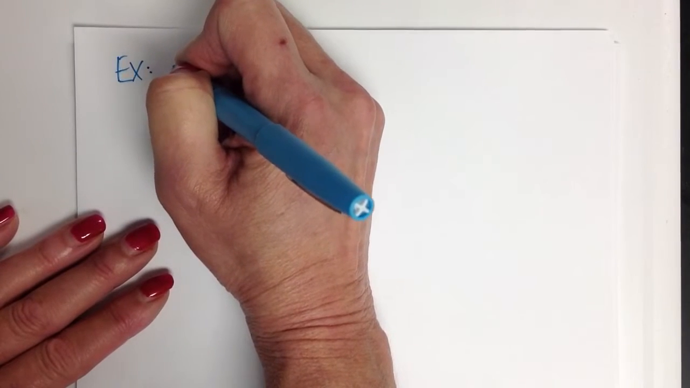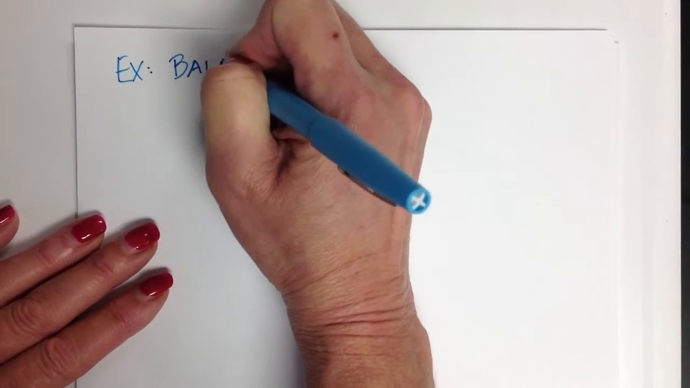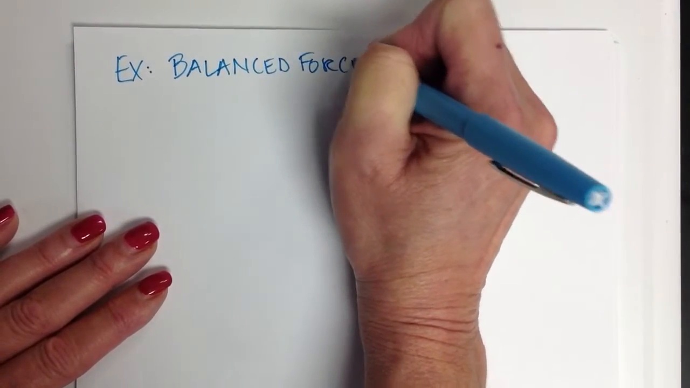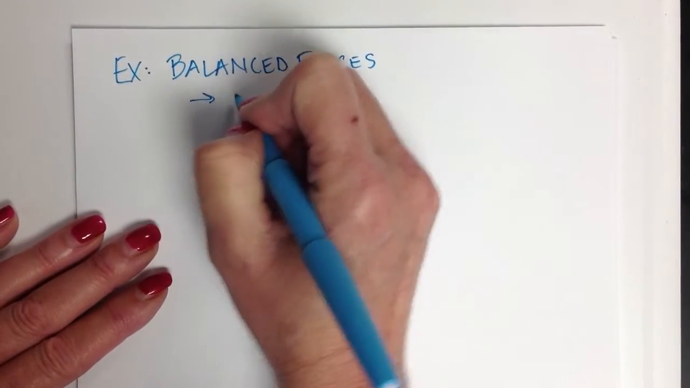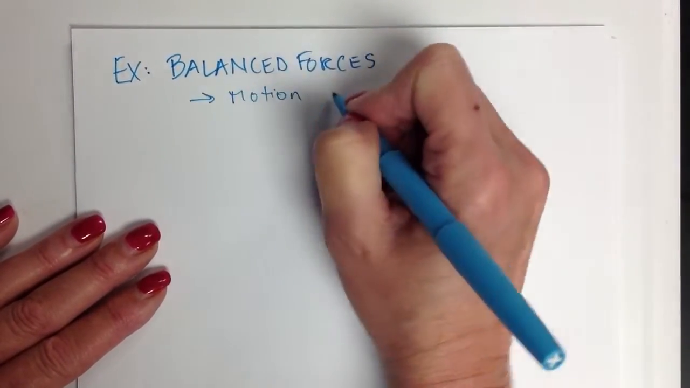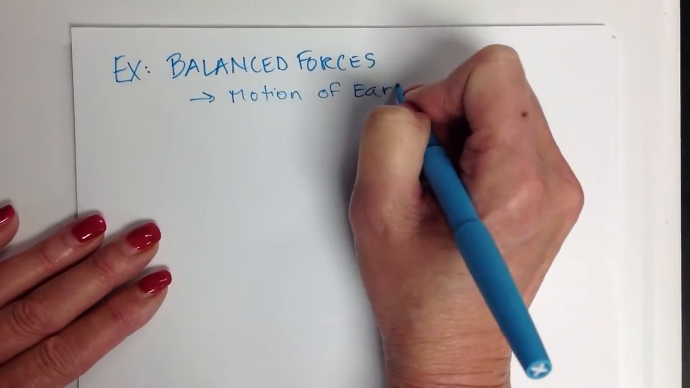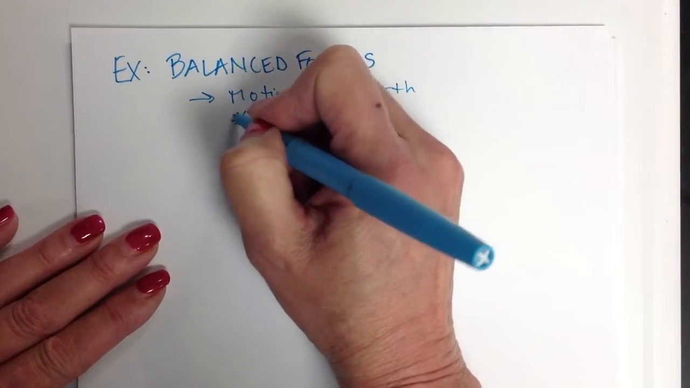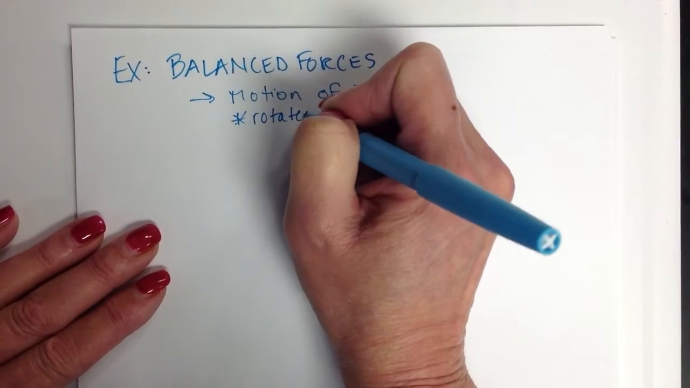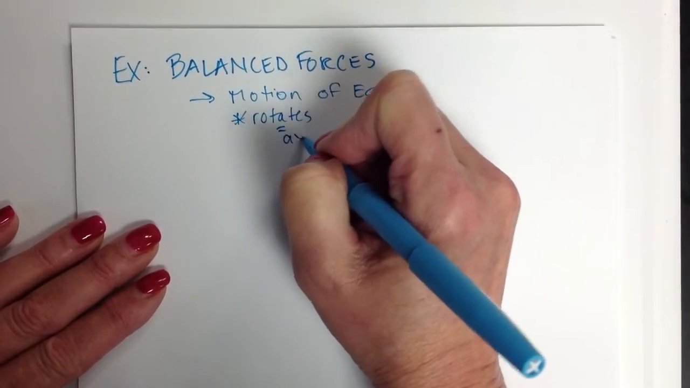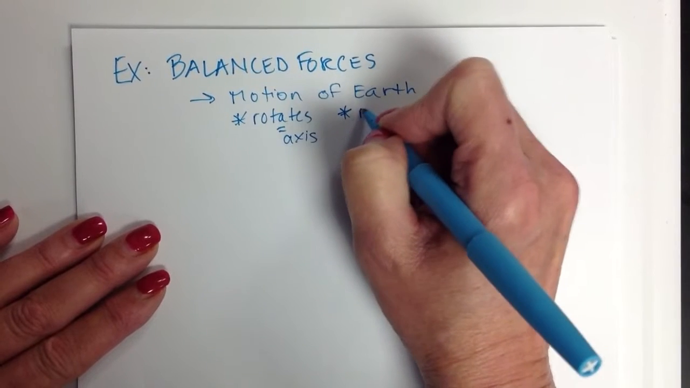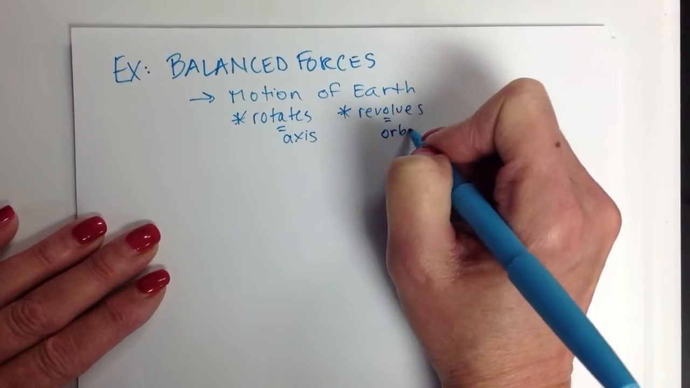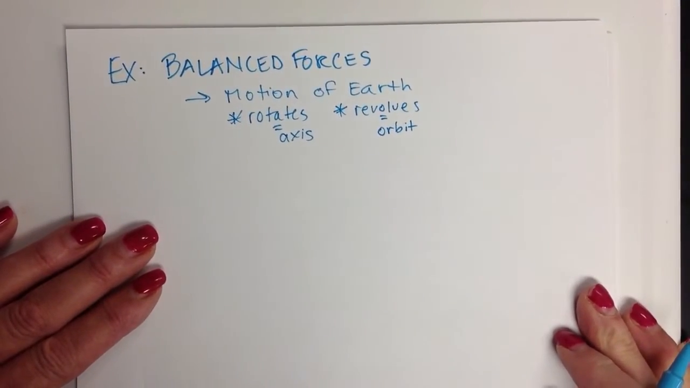So an example, balanced forces is the motion of our Earth as it rotates on its axis and revolves in an orbit around the sun, right? Okay, so that's not going to change.